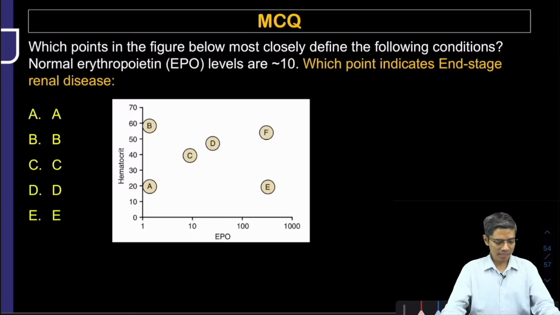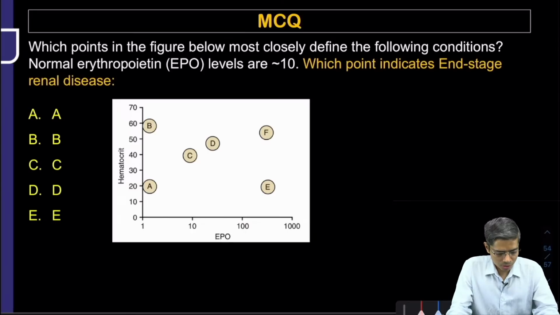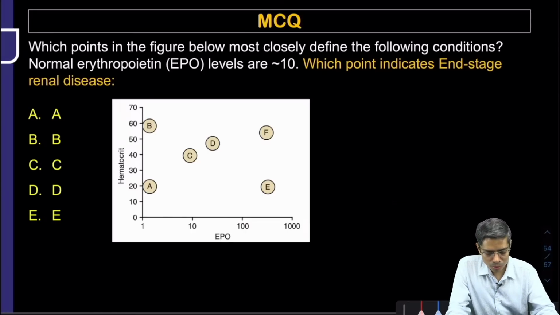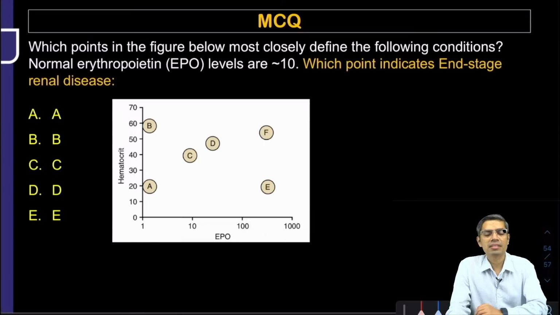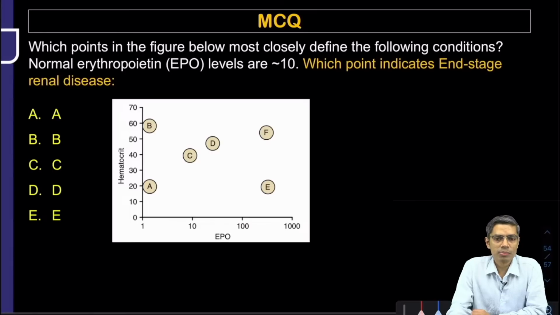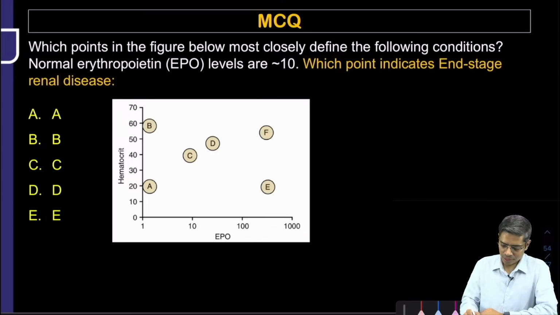Look here, this is a new question. Which point in the figure below most closely defines the following condition? Normal erythropoietin level is 10. Which point indicates end stage renal disease? So how do we analyze this curve? Let us see.